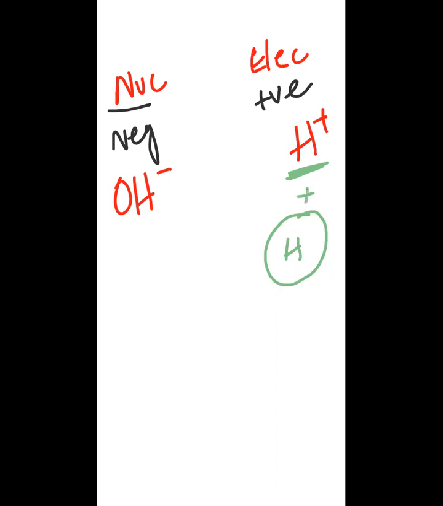So what is hydrogen positive? The hydrogen atom which doesn't have any electron. It has only a nucleus. It has only a proton. That is called hydrogen positive.